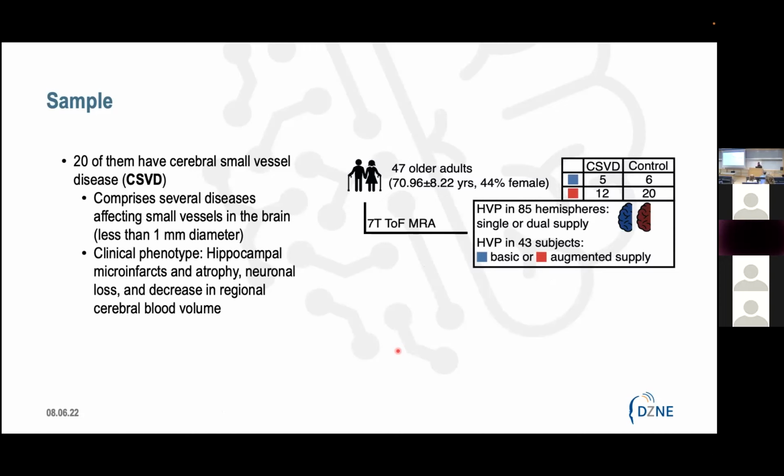The clinical phenotype of that is that those people have an increased amount of hippocampal microinfarcts and atrophy, more neuronal loss, and a decrease in regional cerebral blood volume. And of course, for these participants, we have our 7T TOF that we use then to assess the hippocampal vascularization patterns, which was successful in 43 subjects.